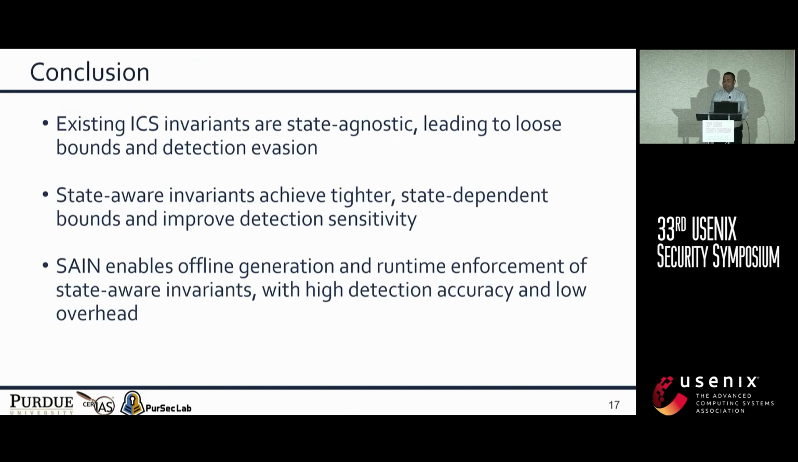So let's summarize the key points. Existing ICS invariants are state-agnostic, leading to loose bounds and detection variance. State-aware invariants achieve tighter state-dependent bounds and improve detection sensitivity. SAIN enables offline generation and runtime enforcement of state-aware invariants with high detection accuracy and low overhead.